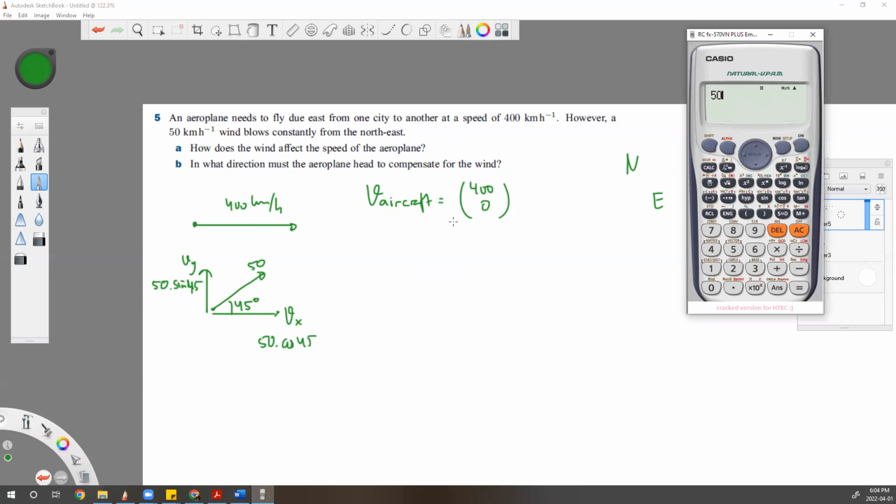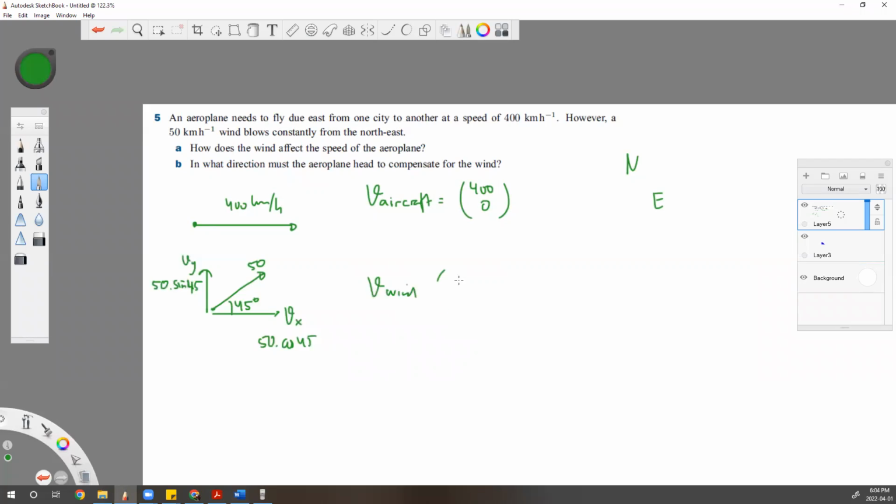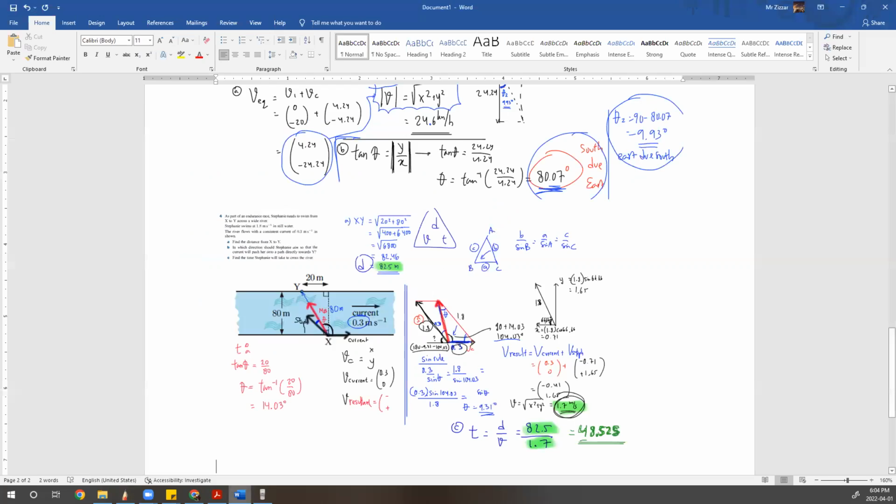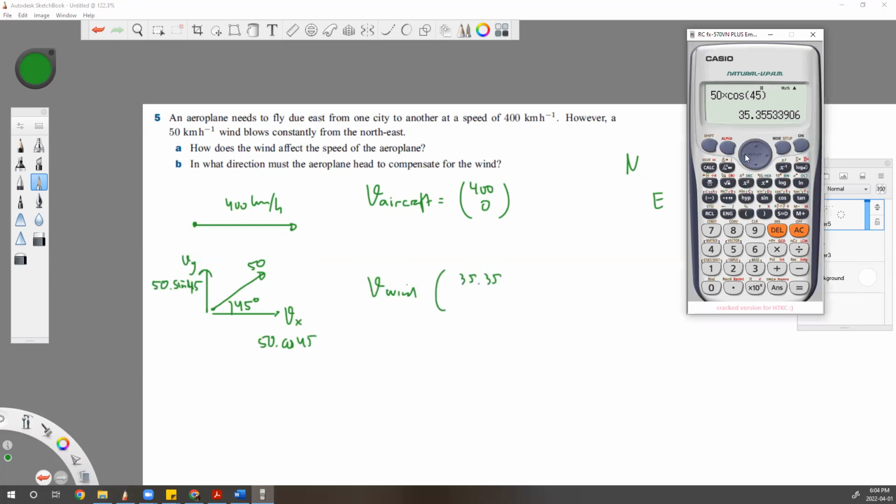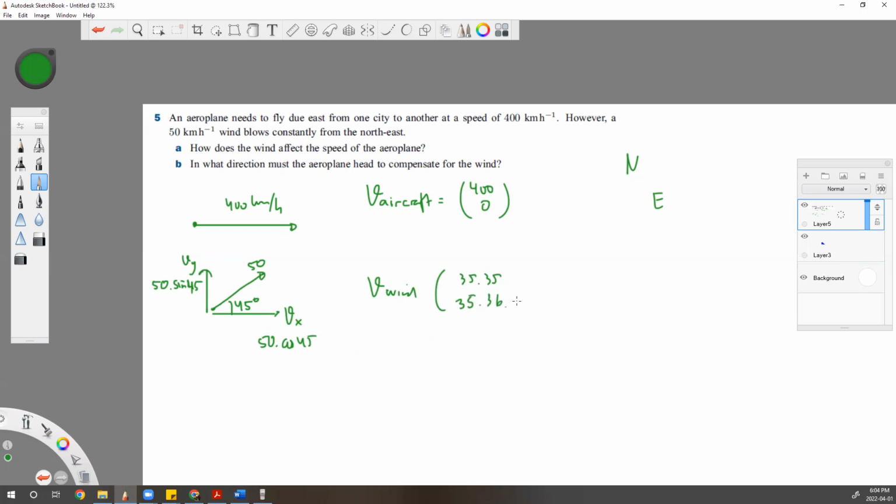So 50 cos 45, and then 25 square root 2, or 35.35, right? The wind is 35.35. And also, wait, if I change this to sine, it will produce the same answer also. See, 35.35. 0.36, sorry, because it's rounding up.